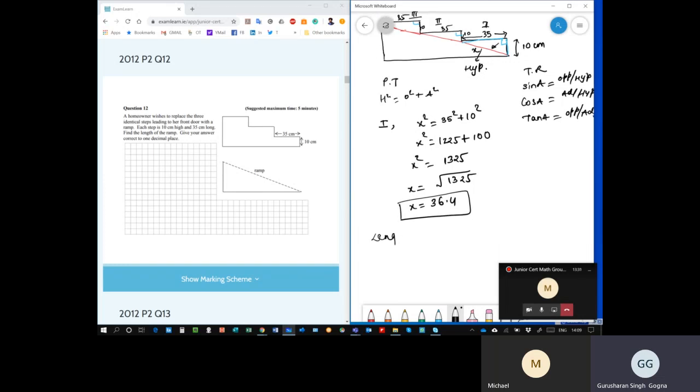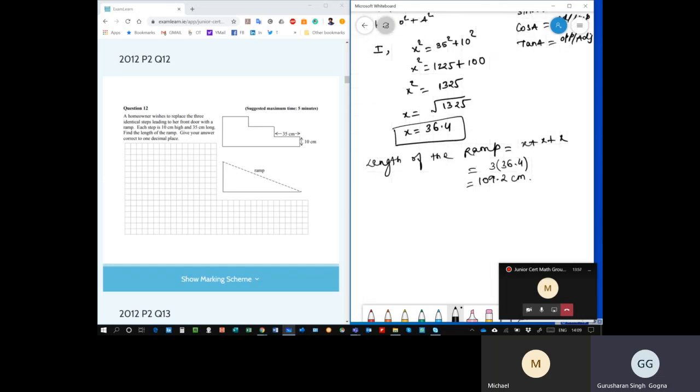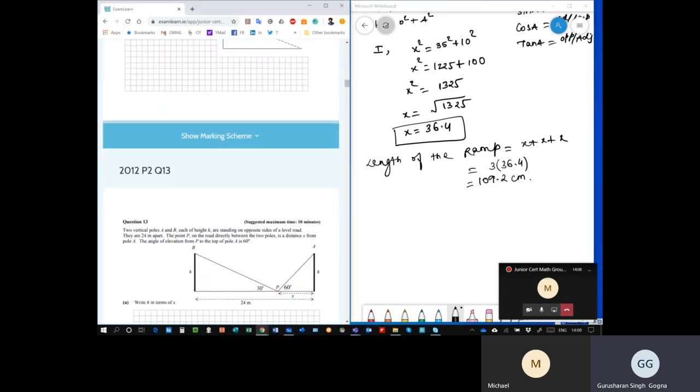But in order to write down the length of the ramp, the total length should be x plus x plus x, or you can say 3 times x. So 3 times 36.4 will give you 109.2 centimeter. Okay, so this question is based on the right angle triangle or the Pythagoras theorem. All they are asking for is the hypotenuse, basically in a different way.